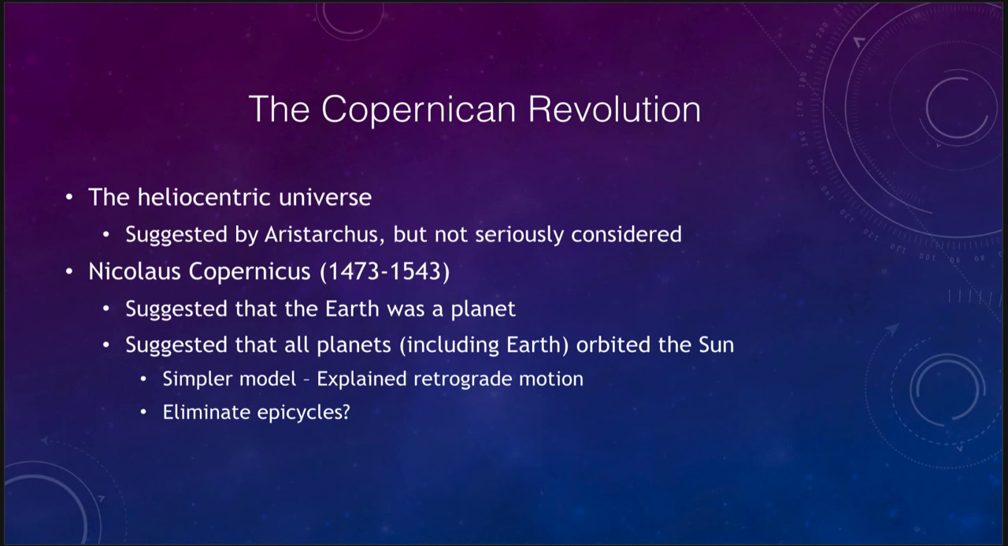So this is quite a change over what we had. And what Copernicus gave us was the idea of a heliocentric universe, so that everything was centered on the sun. The prefix here refers to sun. Now, this had been suggested by one of the Greek astronomers named Aristarchus, but it was really not seriously considered because parallax could not be measured.